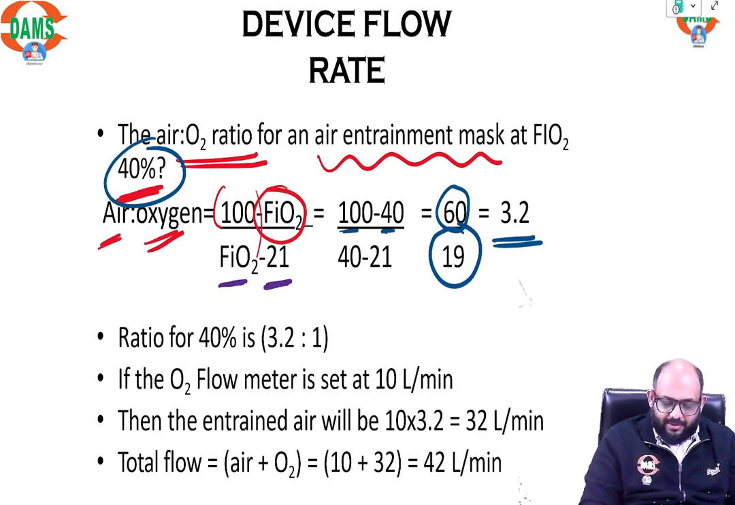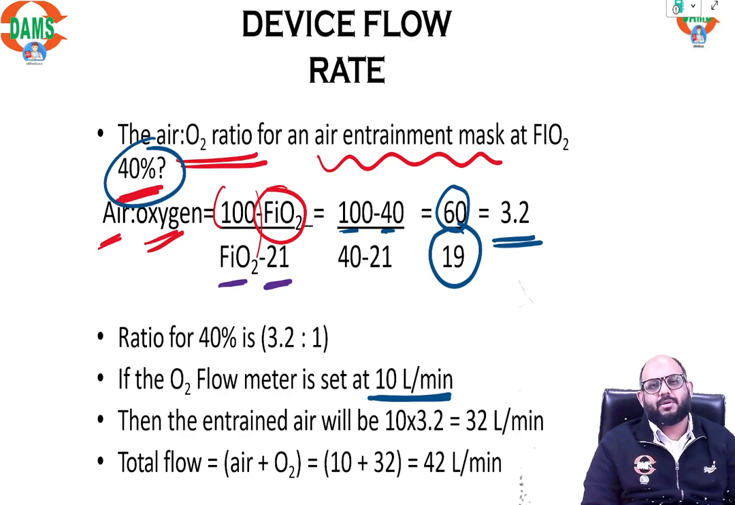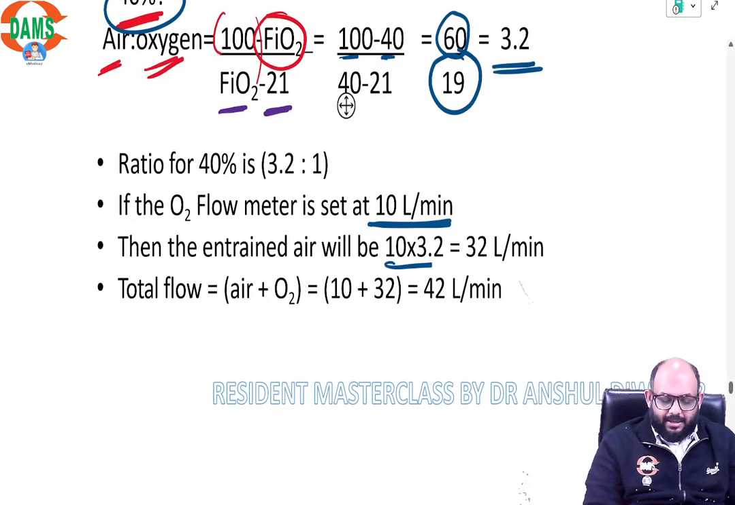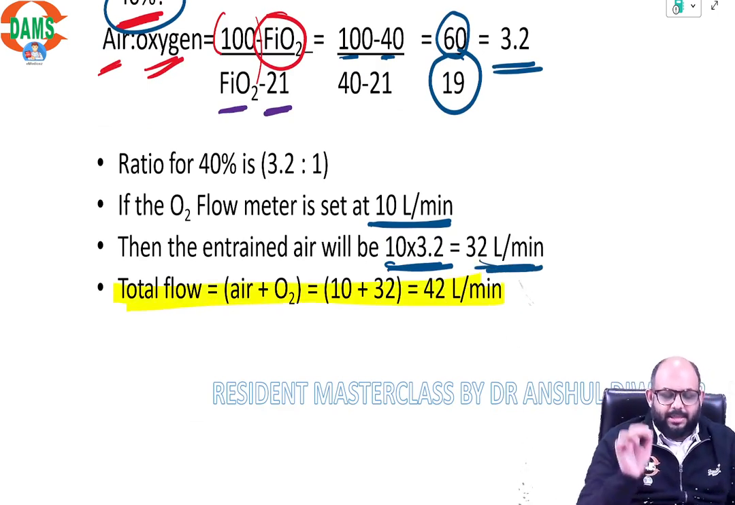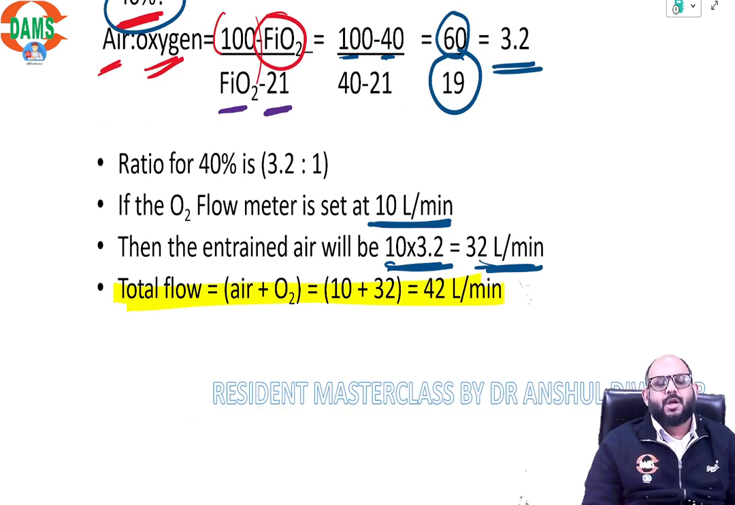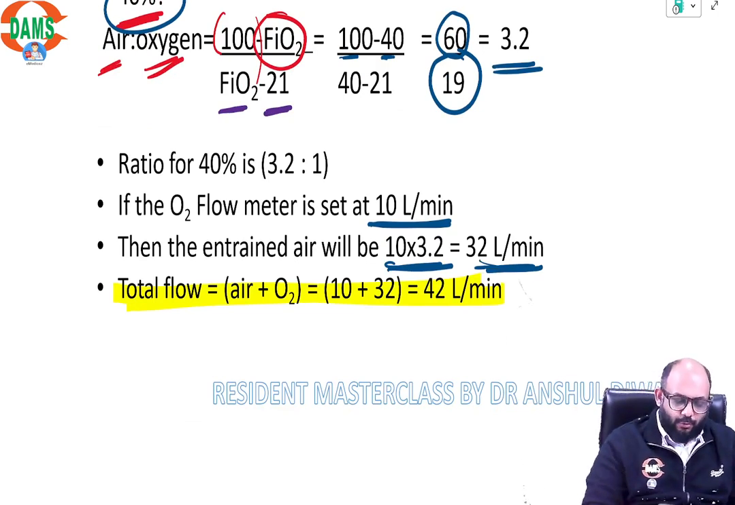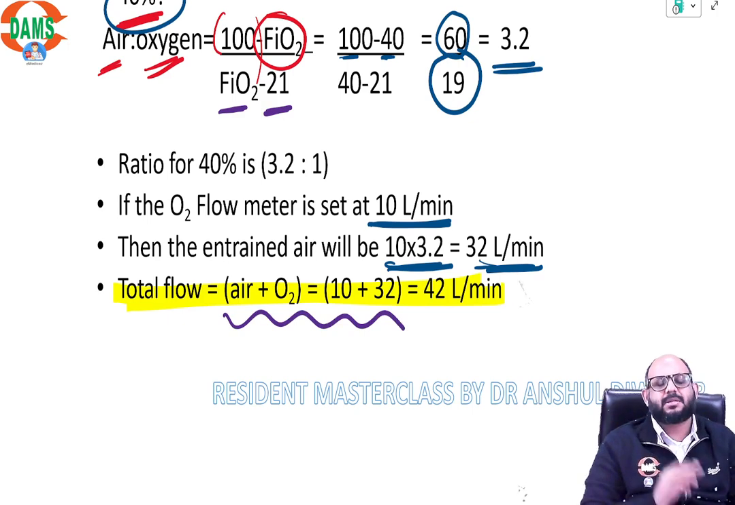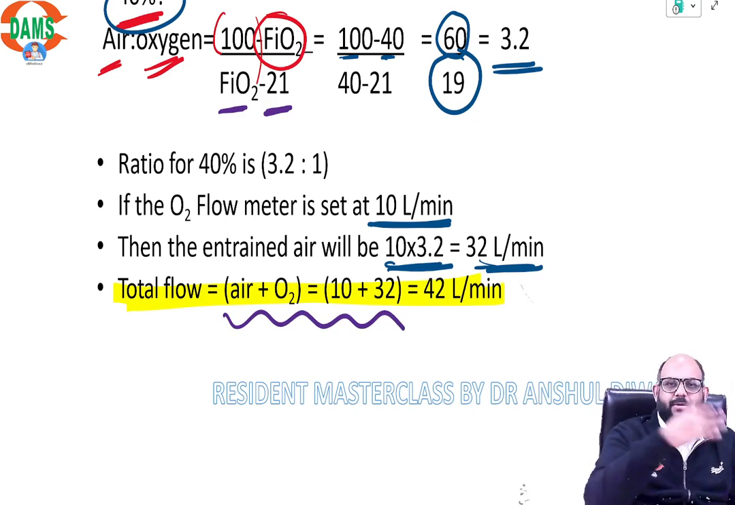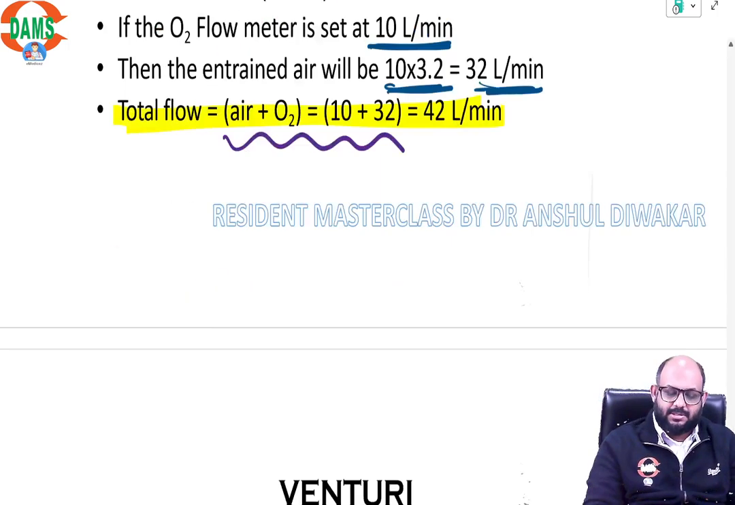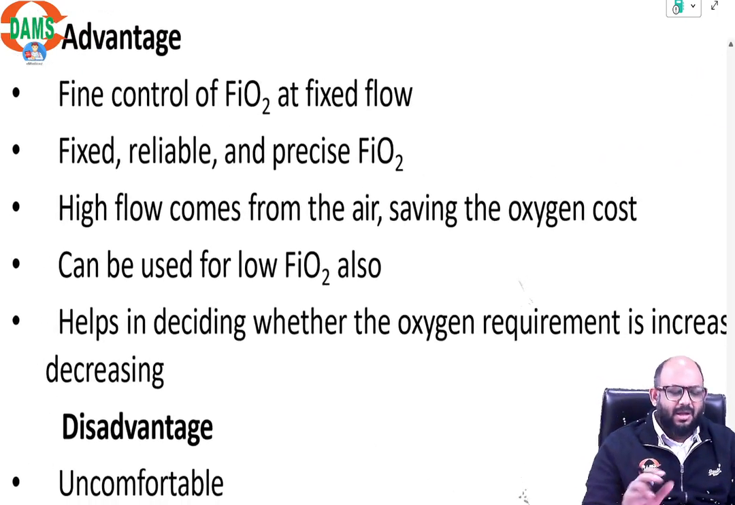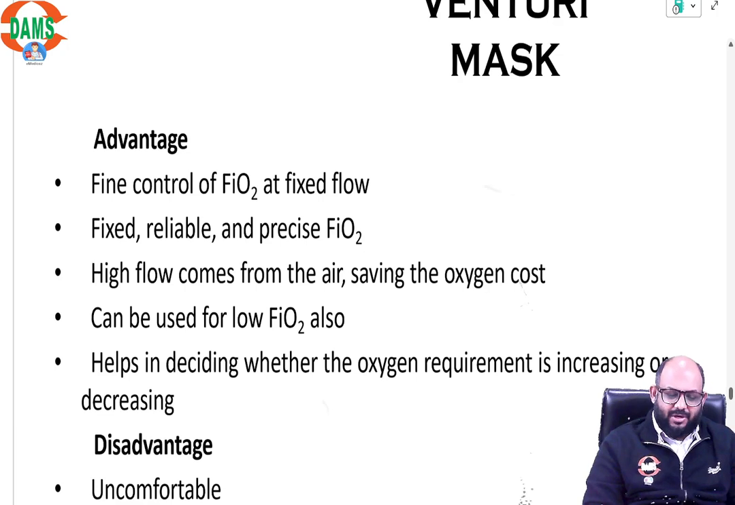Suppose you set 10 liter per minute oxygen, then the entrained air would be 3.2 times that, that is 32 liter per minute, and the total flow rate would be 10 plus 32, that is 42. So if somebody asks you the total flow rate, that would be the air plus oxygen. So whatever oxygen you are keeping plus whatever is entrained. For entrained, you need to calculate the air to oxygen ratio. Now this is a straightforward Venturi mask.